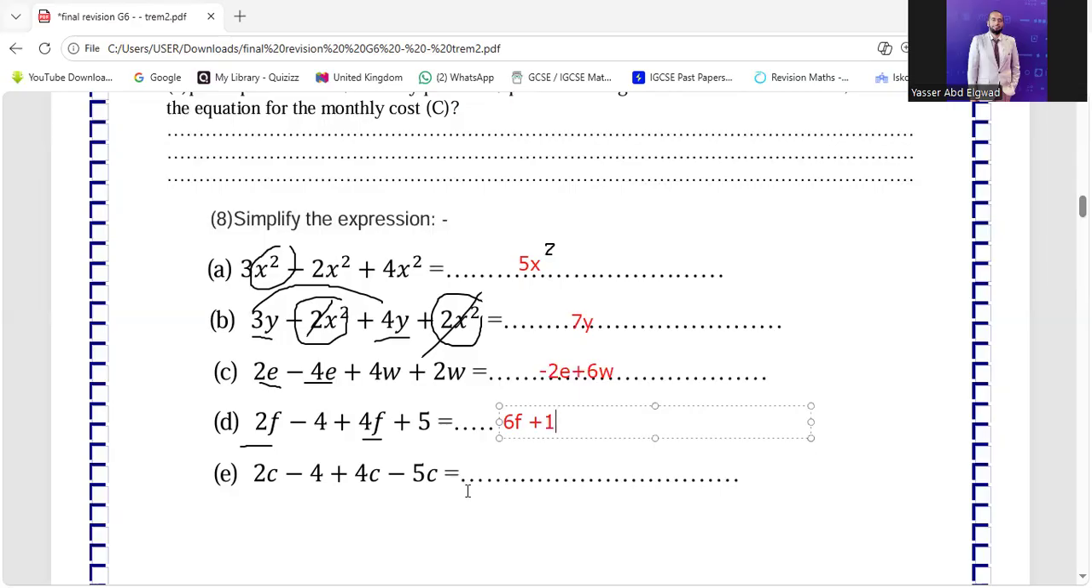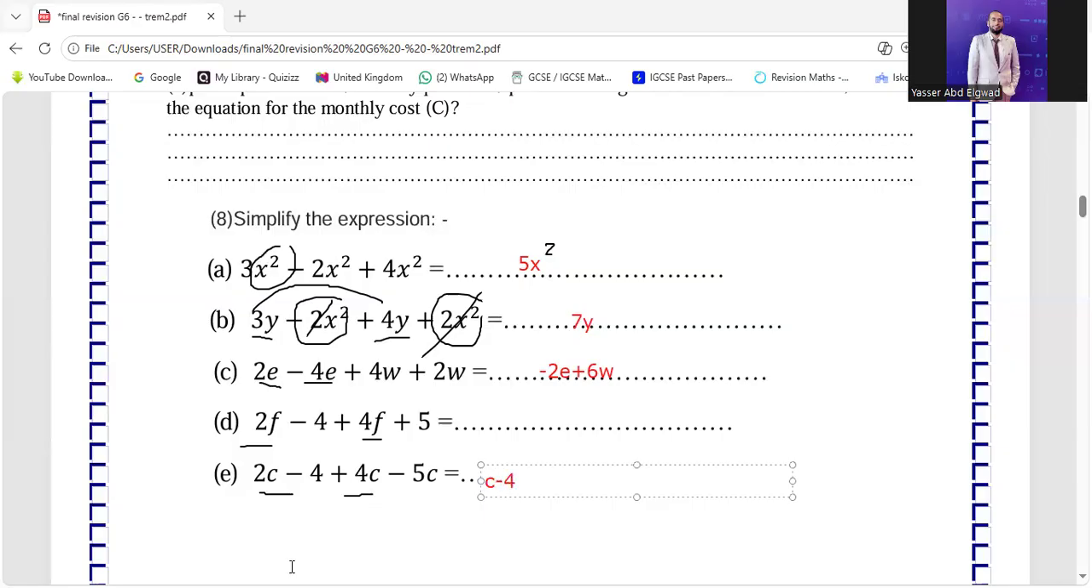The next one. Here is 2c and 4c, we add them, 2 and 4, we write 6c, and here is negative 4. By the way, we already have 6c, and we have minus 5c. Here 2, 4 is 6, 6c minus 5c, we get 1c, and negative 4, put it the same, because we don't have a similar term, minus 4.